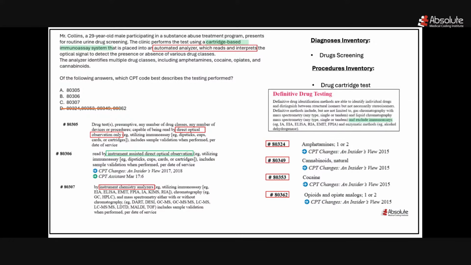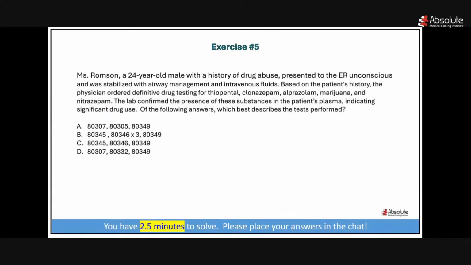I hope you all learned something from here, and that makes option B the correct answer. Okay, let's do one more scenario on these drug testing.